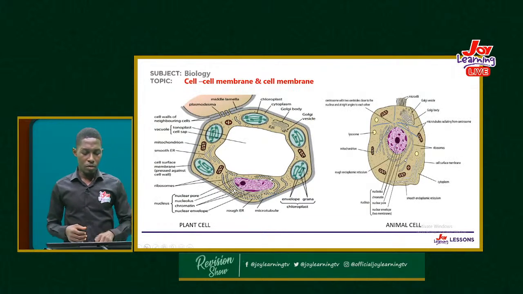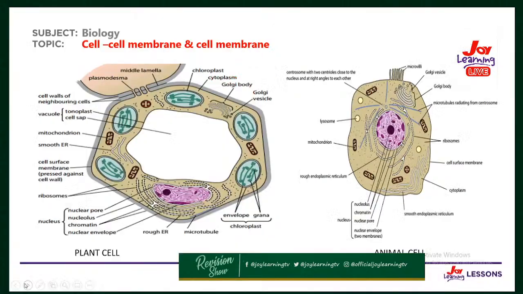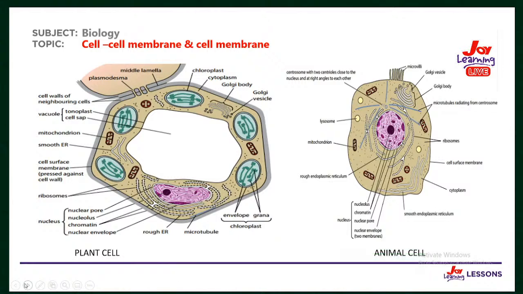So let's go on now with the main lesson. Take your time, look at what's on your screen. On your left is your plant cell, on your right is your animal cell. We've done our best to give you the best description of these cells. Let's start with the animal cells.